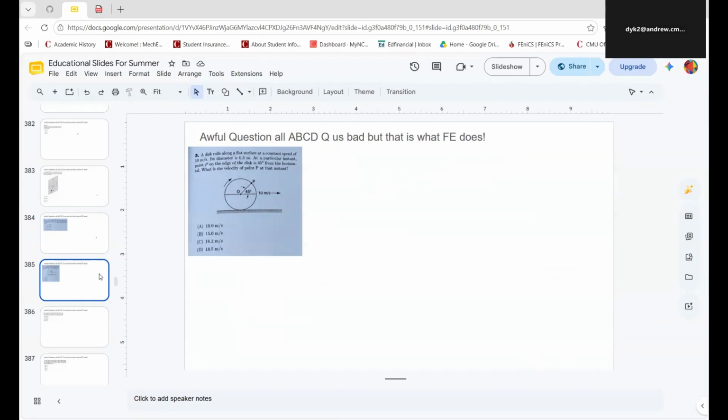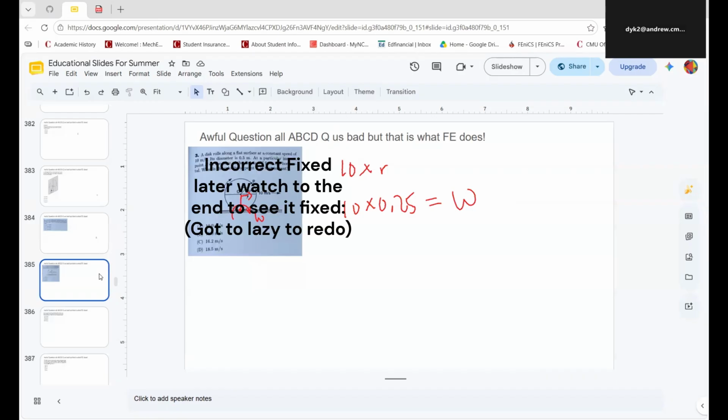Okay, a disk rolling along a flat surface at a constant speed of 10 meters per second. Its diameter is 0.5. At a particular instant, point p on the edge of the disk is 45 degrees from the horizontal. What is the angular velocity for p? Okay, so over here, you're first going to do this, which gives you the omega. So it's 10, because that's the pivot point and the rotational axis point. So 10 equals omega multiplied by r, which is 0.25, so omega is about 2.5.